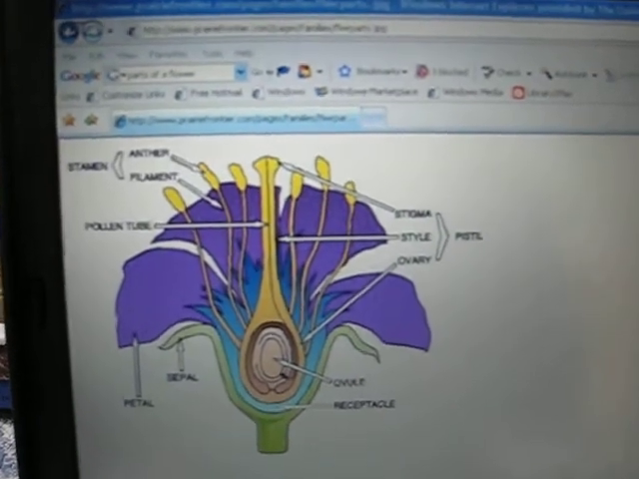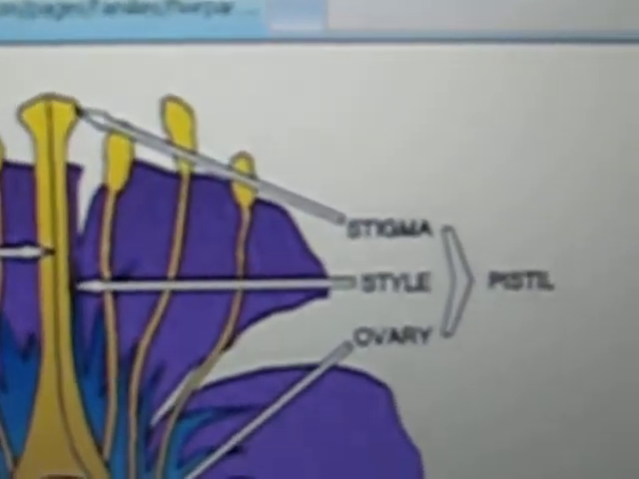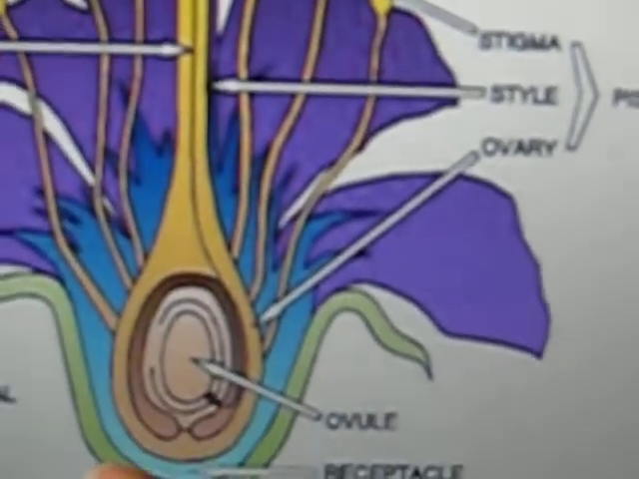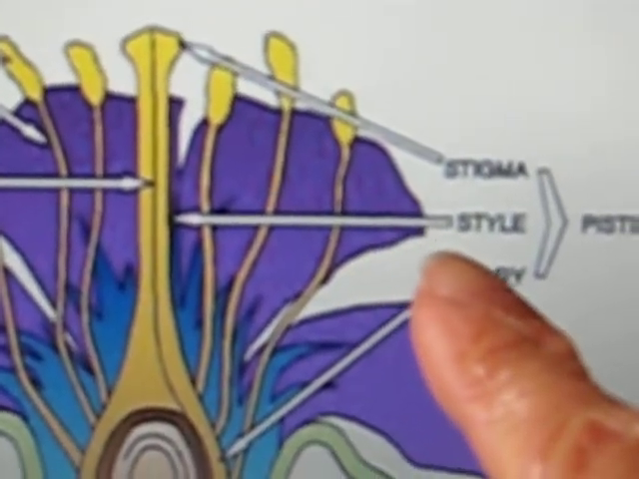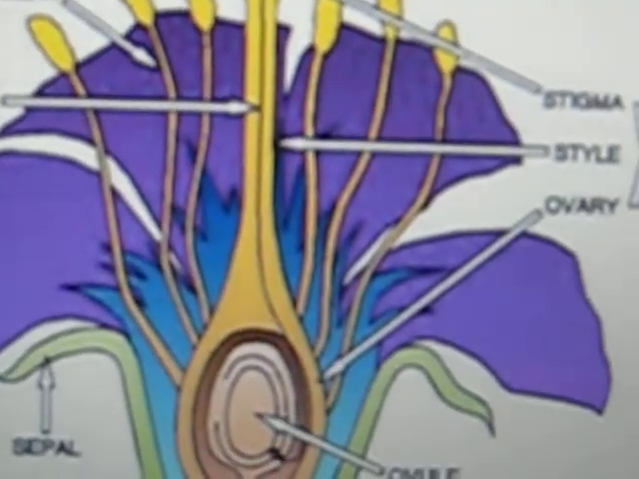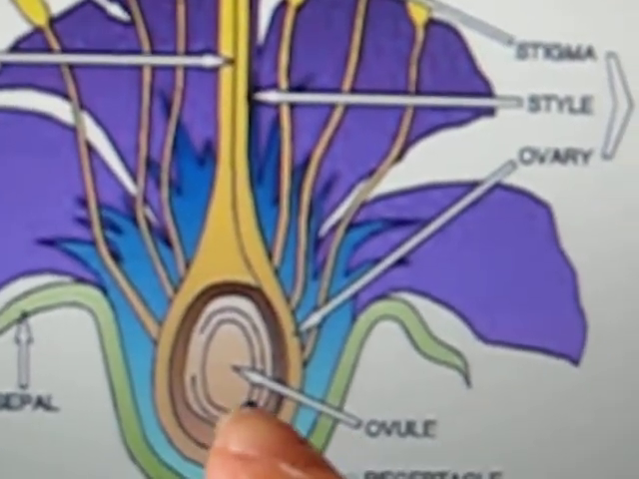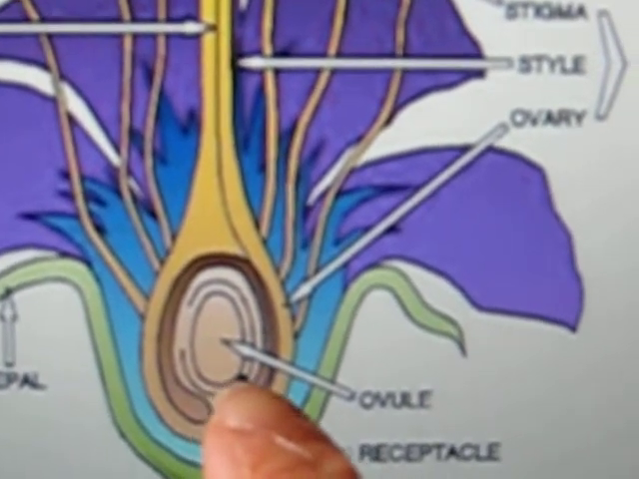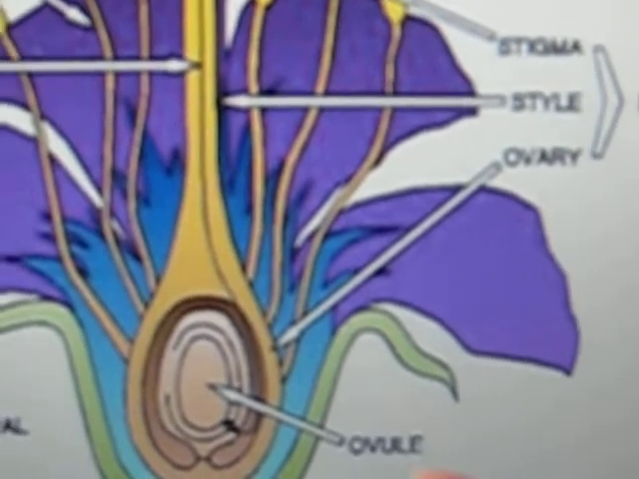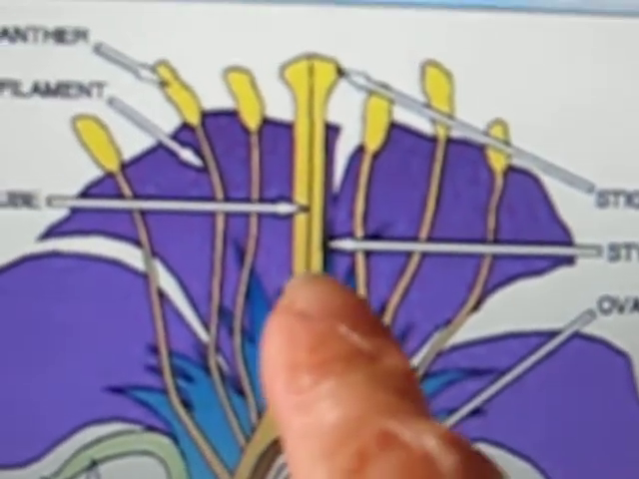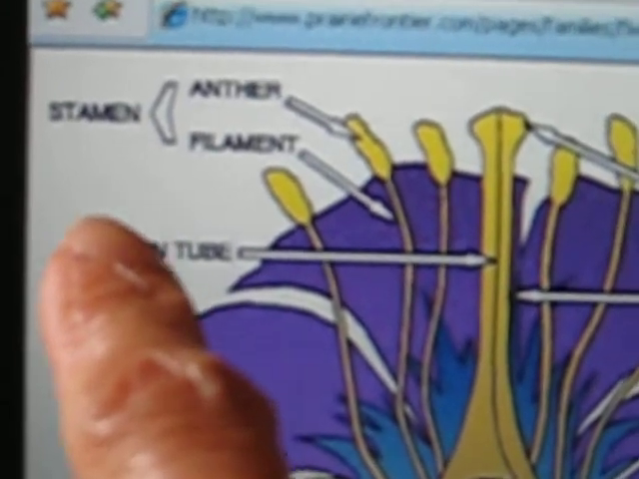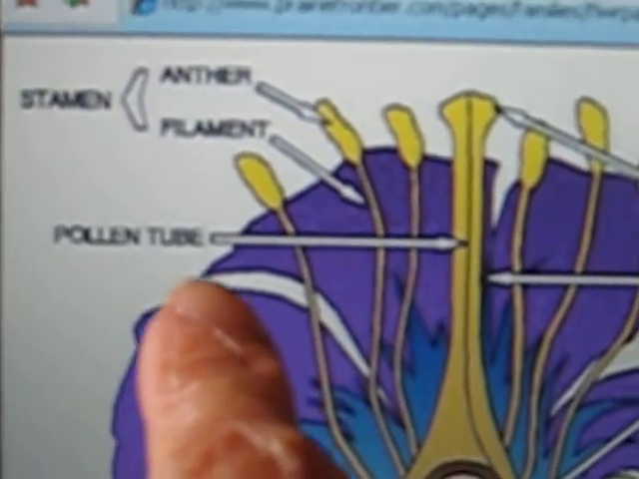You have the pistil, which is made up of the ovary, the style, and the stigma. This is where the ovules reside, and when, through fertilization, either the wind or animals blow the pollen.